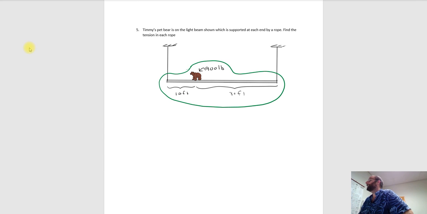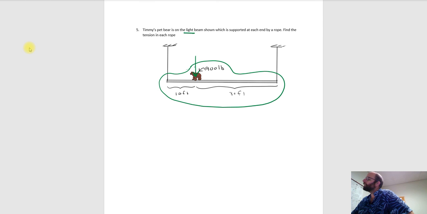Just include the bear. And now you draw a free body. Now it's a light beam, meaning we will ignore the weight of the beam for this problem. You have a 900-pound force vector for the weight of the bear, so draw that in. And remember, these forces have a line of action. You can put it anywhere up or down.